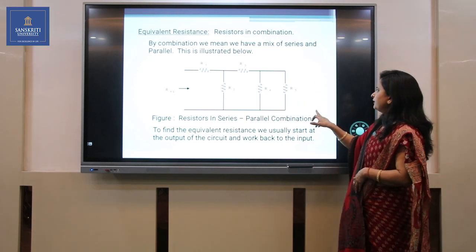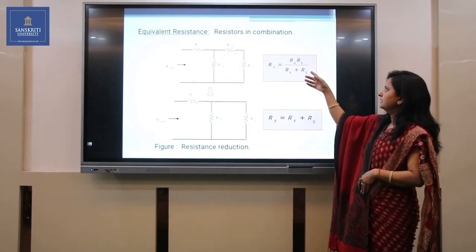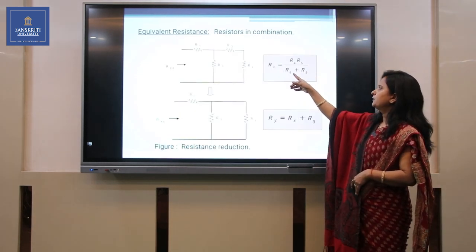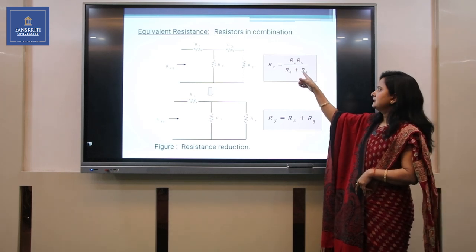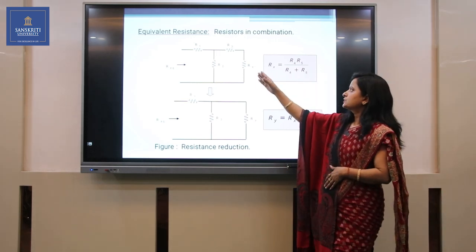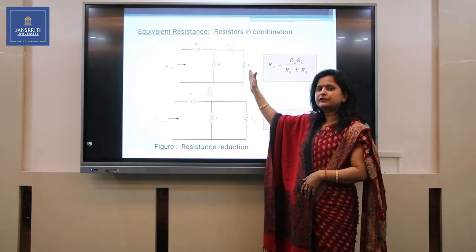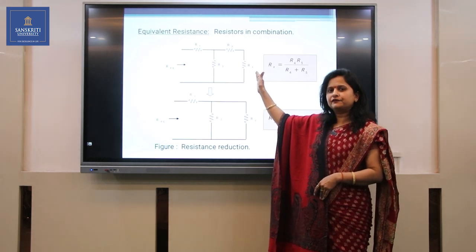So if R5 and R4 are connected in parallel, see here, R4 R5 upon R4 plus R5. Let us consider it as Rx. So this is the Rx which is the resultant of R4 and R5 resistances.